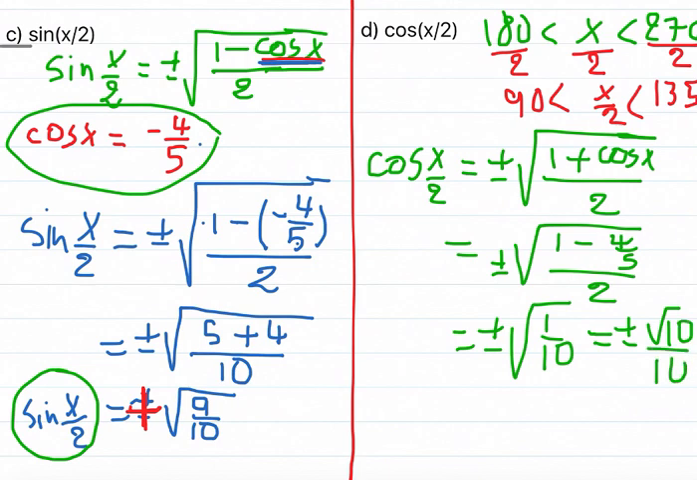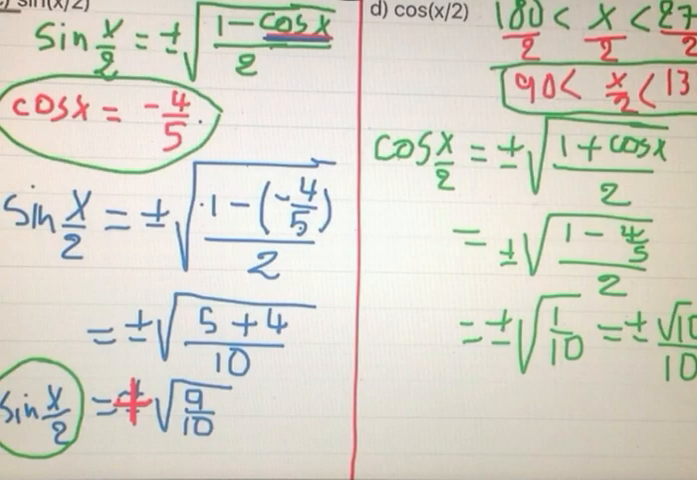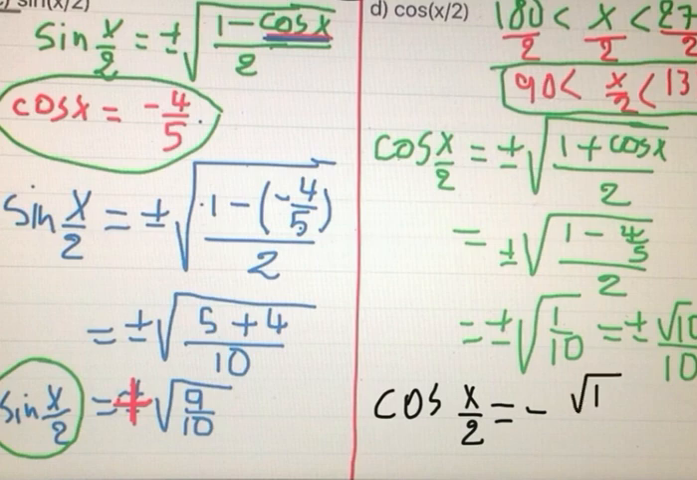Now, decide on the sign. x over 2 again is between 90 and 135, second quadrant. What is the sign of cosine in this quadrant? In this case, cosine of the angle should be negative. So we get cosine x over 2 equals minus square root of 10 over 10.